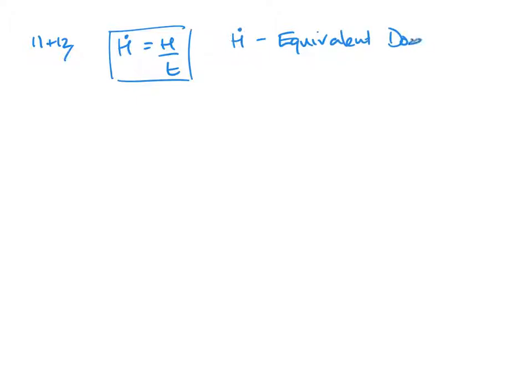So 11 and 12, because the definition really comes, or I think is linked into the formula. So I think it makes sense to present both together. So H dot is this new idea then, equivalent dose rate, and a rate of anything in physics means how much of that you get per unit of time.